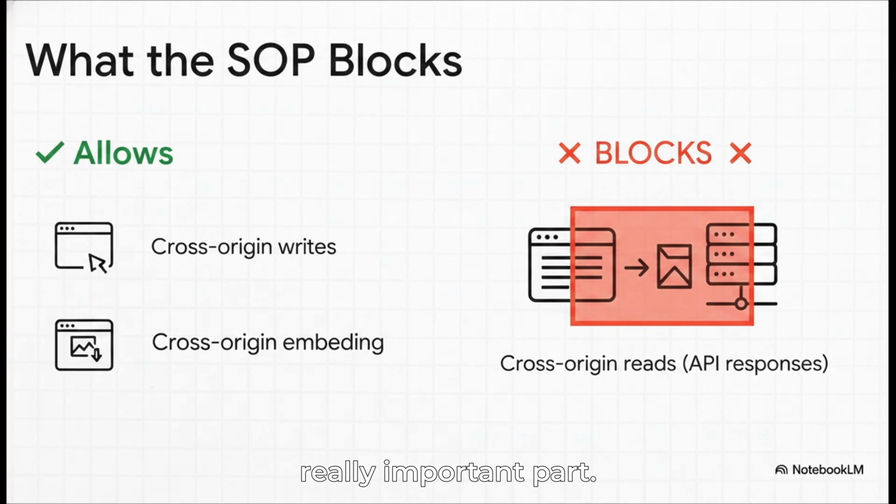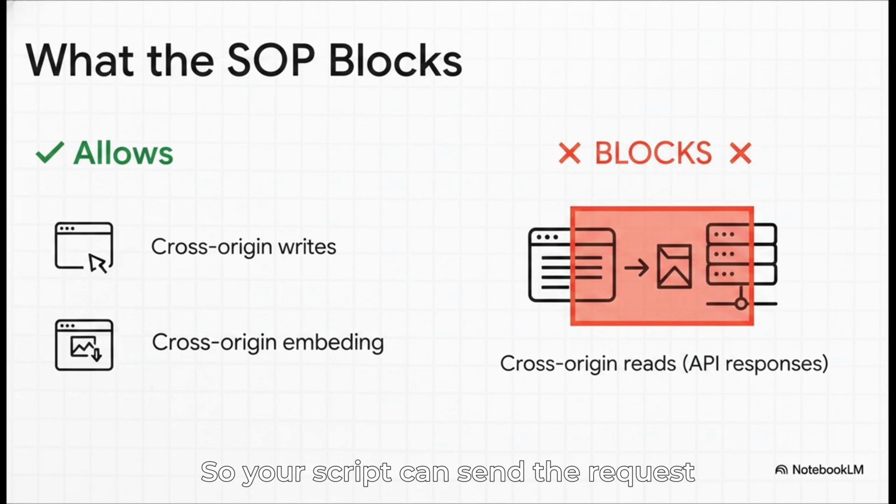Now, here's the really important part. The SOP doesn't actually block everything. You can still submit a form to another domain. You can still embed an image from another server. What it strictly prohibits by default is reading the response from a cross-origin request. So your script can send the request, and the server will even process it, but the browser just steps in like a bouncer and refuses to let your JavaScript code see the answer.